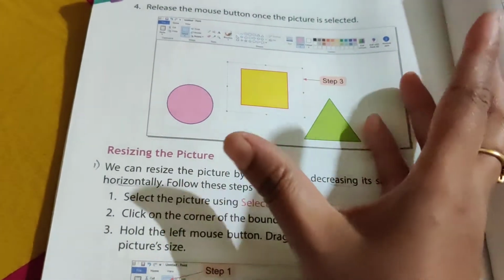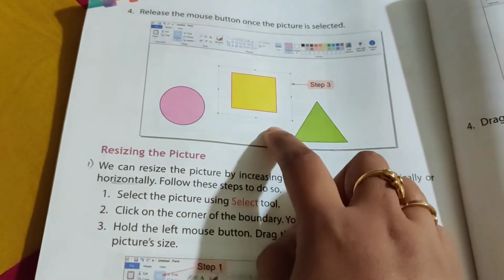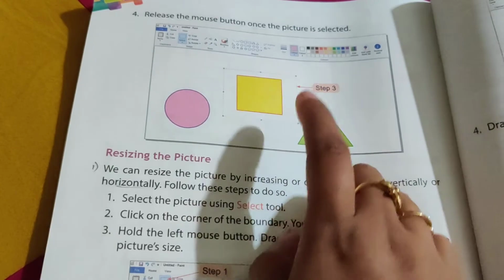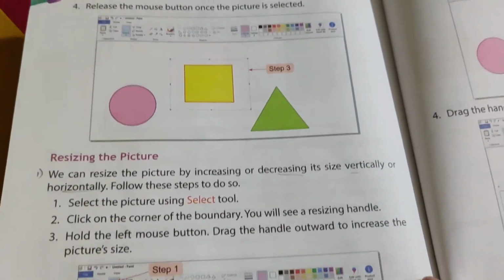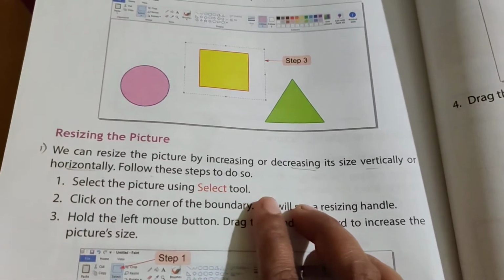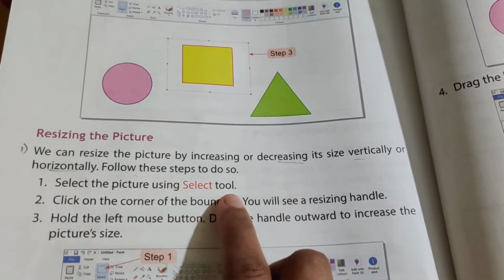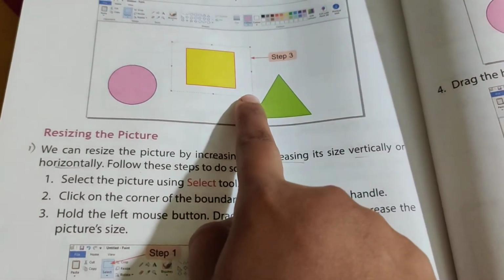I can increase the size, I can decrease the size. I can increase vertically, increase horizontally, or decrease vertically or horizontally. That is called resizing the picture. So how will you do the resizing? Select the picture using the Select tool. Click on the corner of the boundary. This is the corner of the boundary.